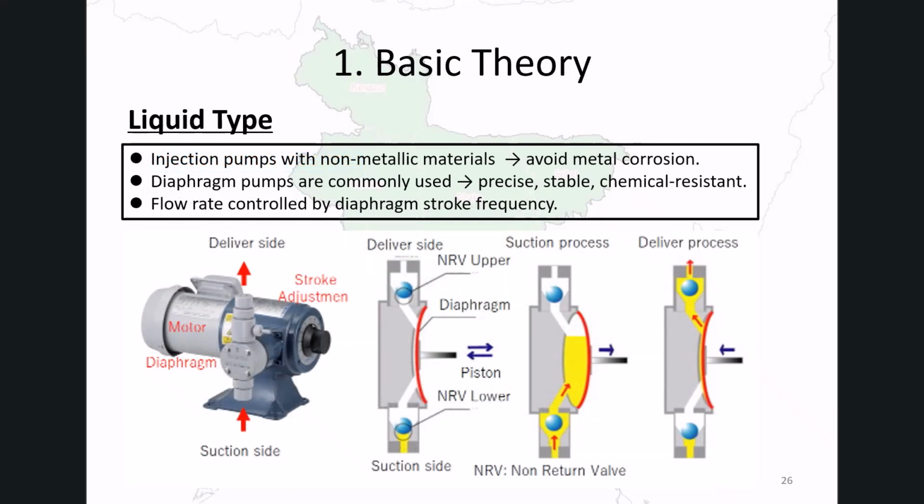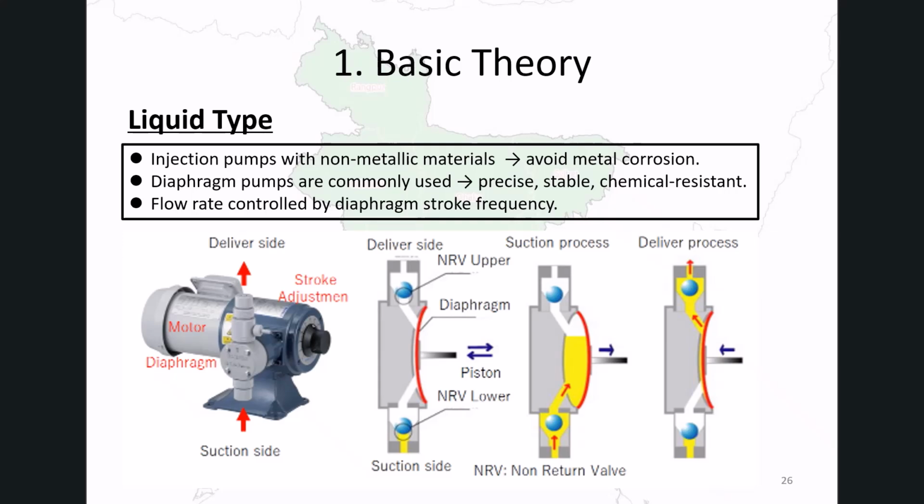Liquid chlorine, usually sodium hypochlorite, is easier to handle than gas chlorine. Here, you see some mechanical equipment used for the liquid type chlorine. The picture shown here is a diaphragm pump for injection. Non-metallic materials are used to prevent corrosion. Diaphragm pumps are commonly applied because they provide precise and stable dosing. The flow rate is controlled by adjusting the diaphragm stroke frequency.